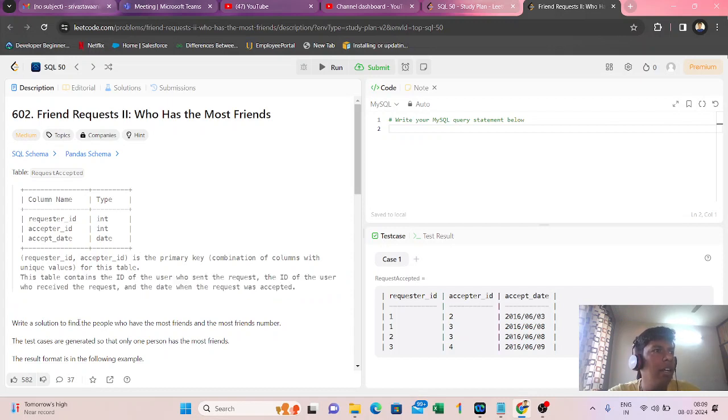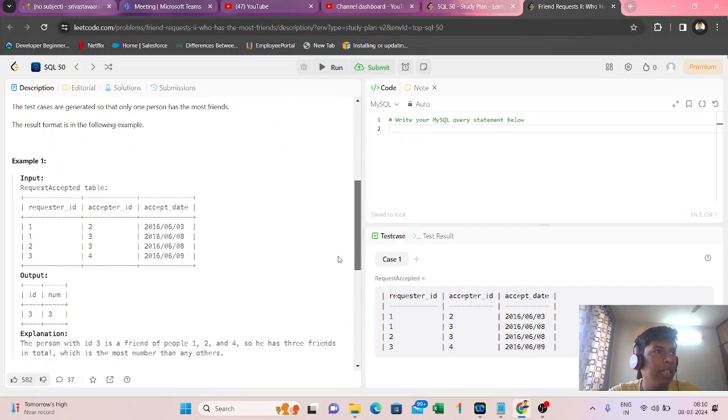Simple table. Write a solution to find the people who have the most friends and the most friends number. So you have to find the name or the ID of the person who has the most friends and what is the number of friends he or she has with a particular ID.